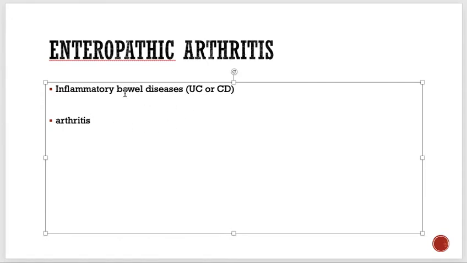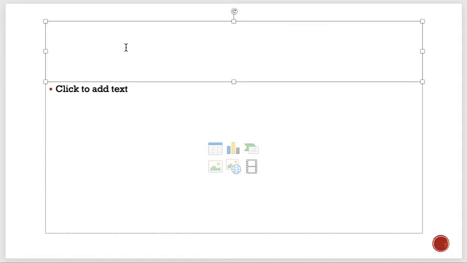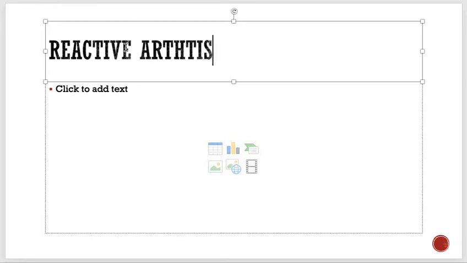And guys, again there is HLA-B27 association that we can find in these patients. Both ulcerative colitis and Crohn disease have equal chances of developing this condition. And one thing is called reactive arthritis. Now, reactive arthritis.